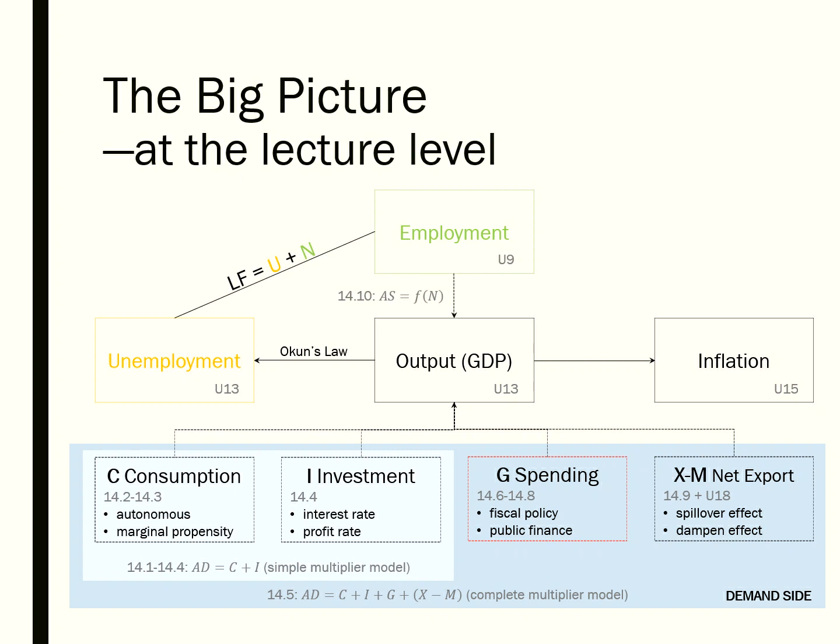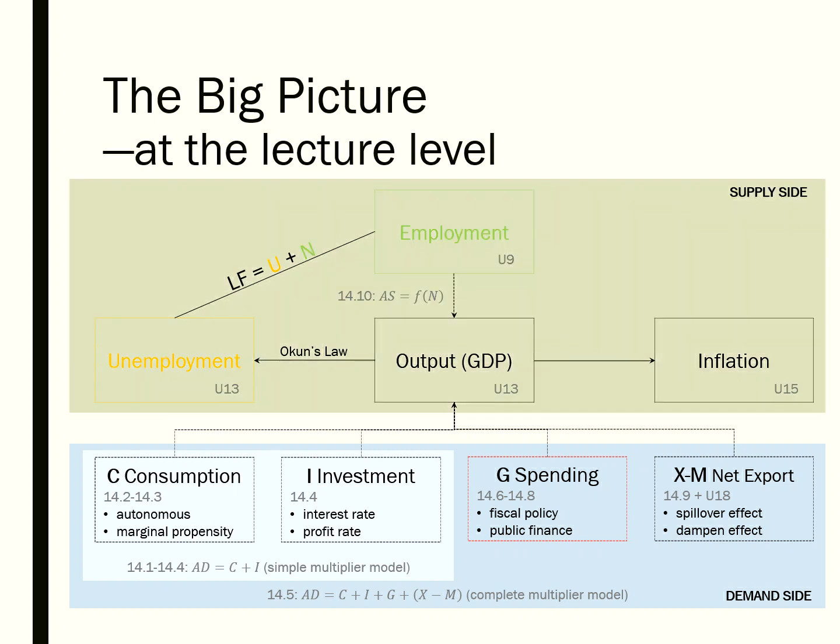Any output is produced by input, and the most important input is, of course, labor or employment. We are going to combine the labor market on the supply side with the multiplier model on the demand side towards the end of the lecture today. This is a complete model of short-run business cycles.